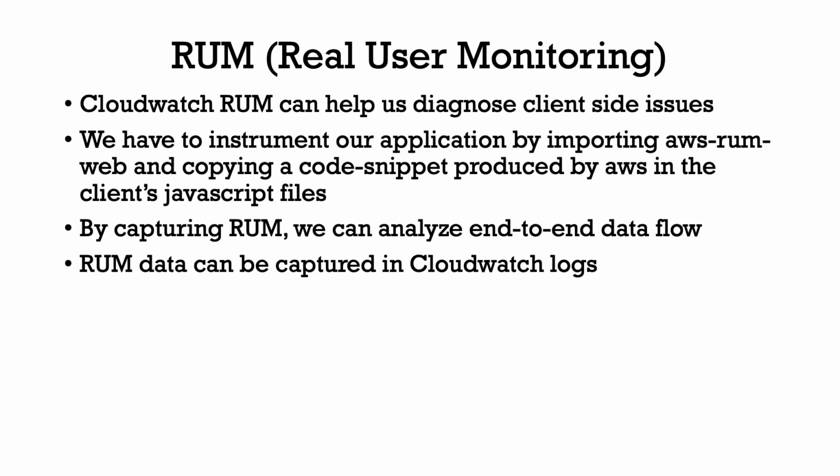The real user monitoring is enabled by using AWS RUM web package and copying a code snippet produced by AWS in the client's JavaScript files. By capturing real user monitoring information, we can analyze end-to-end data flow. Let's go ahead and dive into the demo.